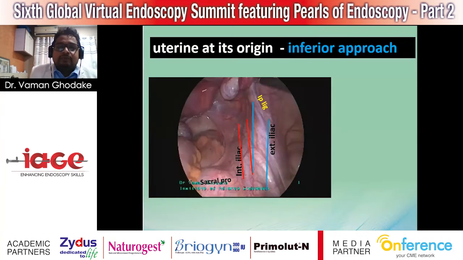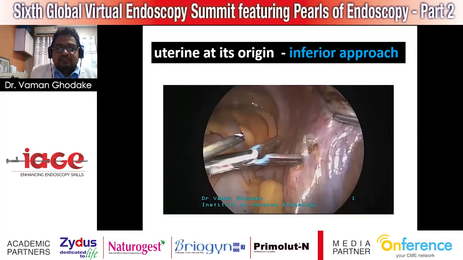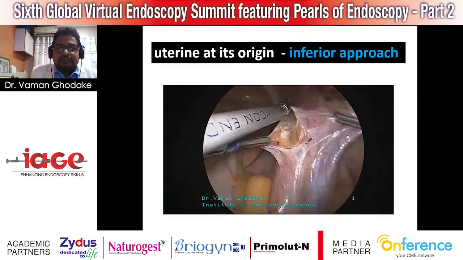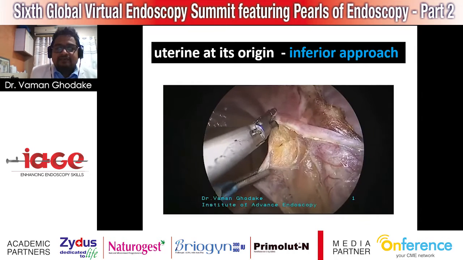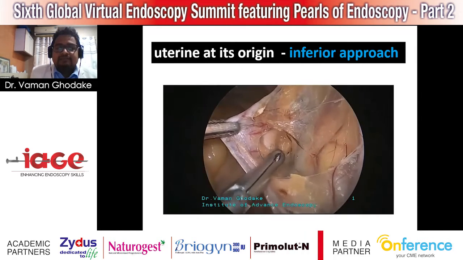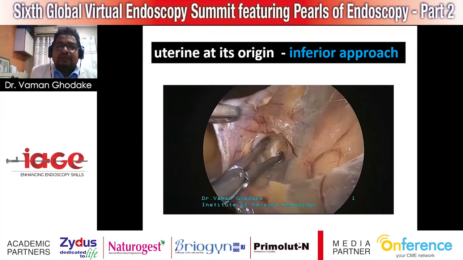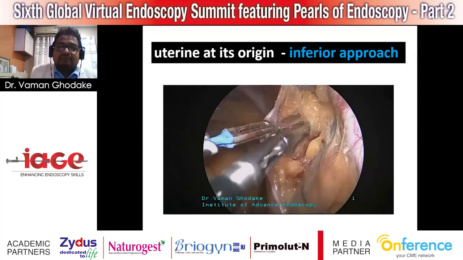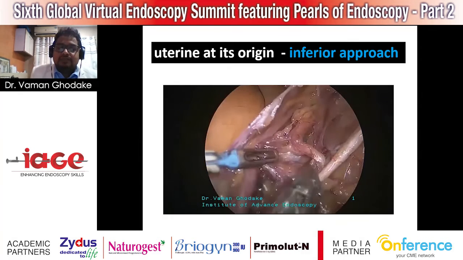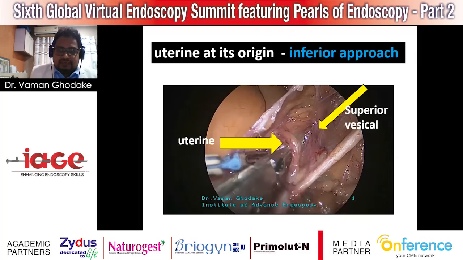And for the inferior approach, the key structures at the sacroiliac joint are the IP ligament, internal iliac, external iliac, and the ureter. When we start dissection here at the base of the IP ligament, the key structure we first see is the ureter. You can see the peristalsis there, and when you go parallel to the ureter, then you will have the uterine vessel, which is the first vessel crossing the lateral pelvic space.